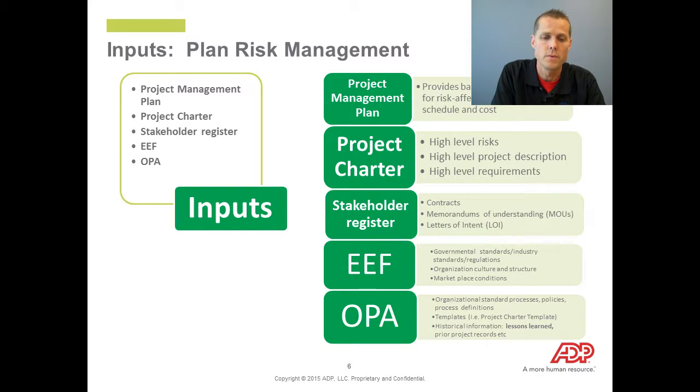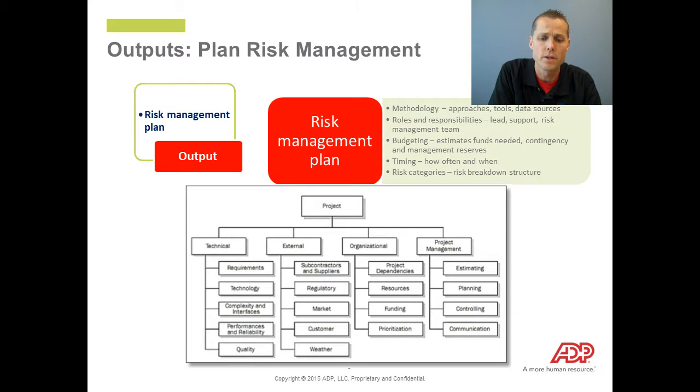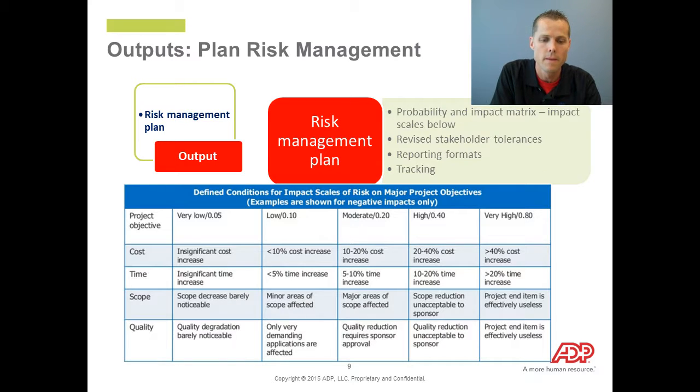So our inputs to the risk management plan include the project management plan, project charter, stakeholder register, environmental factors, organizational process assets. And when we're looking at the tools and techniques, it's the analytical tools, expert judgment, and meetings. So the outputs of plan risk management are obviously the risk management plan. The risk management plan should include the methodologies, approaches, tools, data sources we're using for managing risks, roles and responsibilities, budgeting, timing, risk categories. And I'll point out on this slide there's a mistake. Well, I don't know if it's a mistake, but if you're looking at PMBOK version 5, they have on page 317 what's listed as a risk breakdown structure, and that's not what it looks like. So this is one that I found.